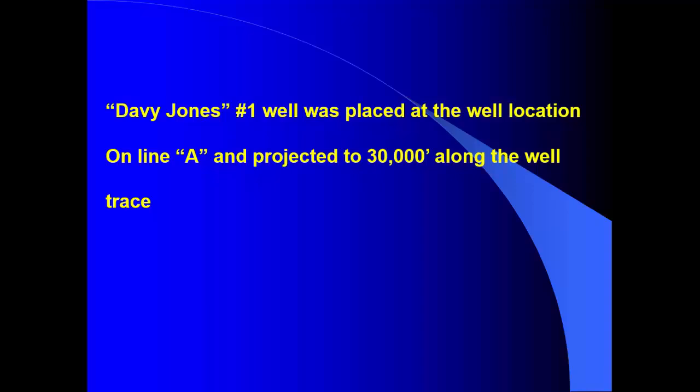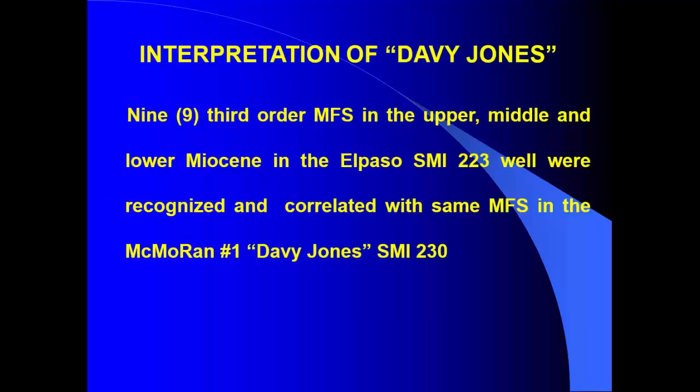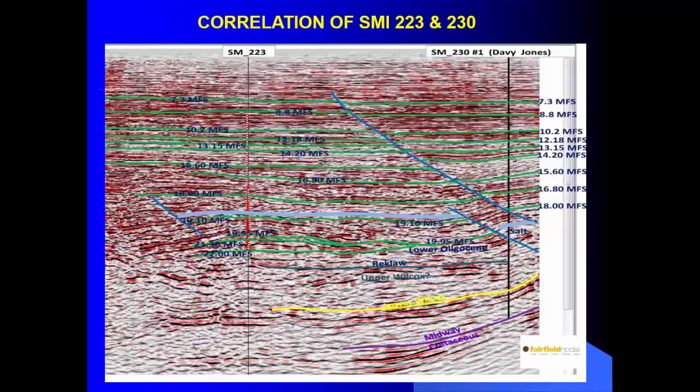And the Davy Jones was placed at the well location and line A of the nodal seismic from Fairfield and projected down to 30,000 feet. So in the Davy Jones, we identified nine maximum flooding surfaces in the middle, upper, and lower Miocene in the 223, and they were correlated with the maximum flooding surfaces in the Davy Jones 230. So we've gone from the 223 now to the 230, and that's this correlation.